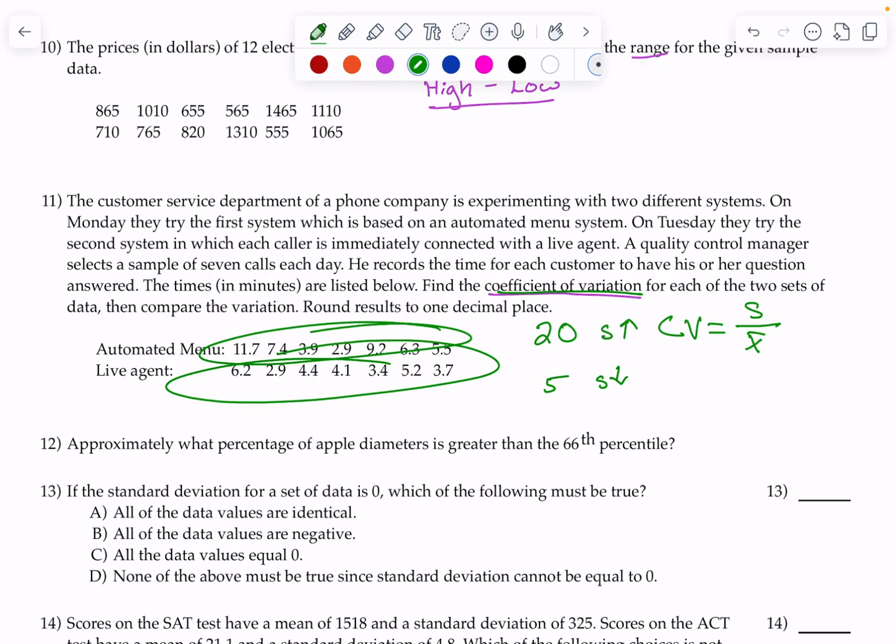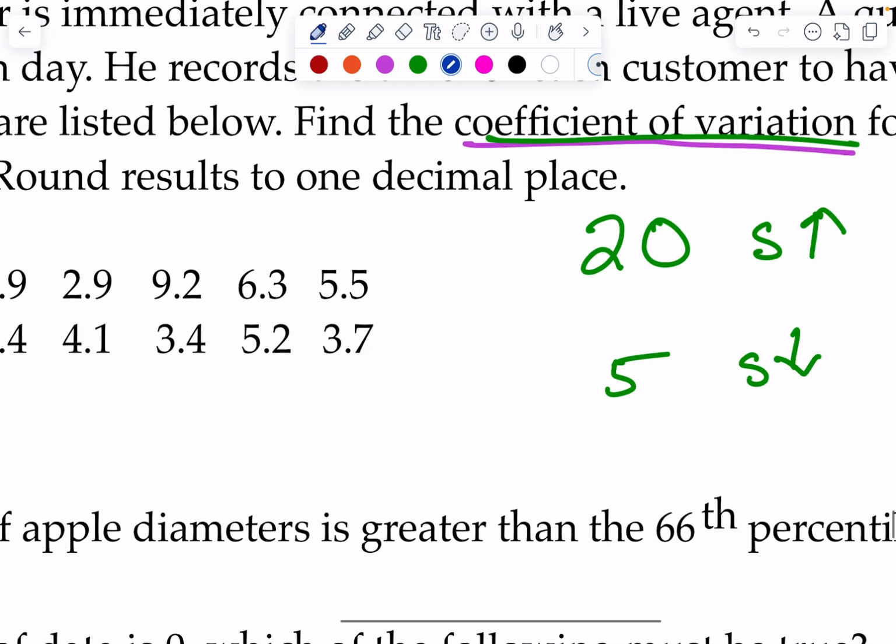Come here. So we've got to find the average, the mean, and the standard deviation for each one, right? So average, standard deviation, average, standard deviation.